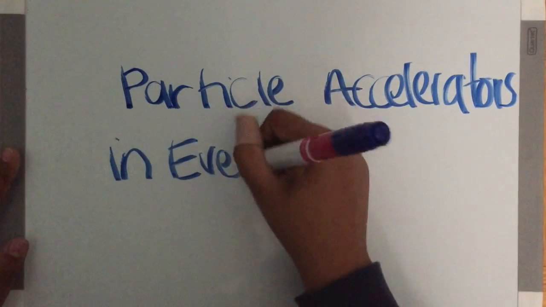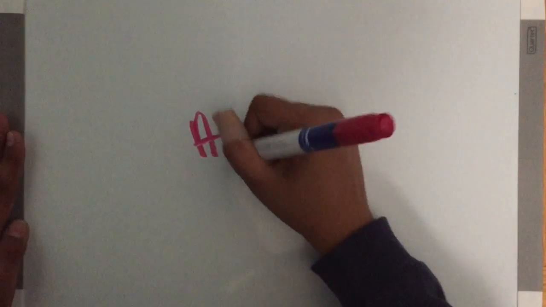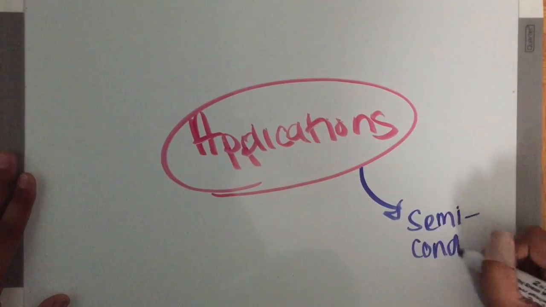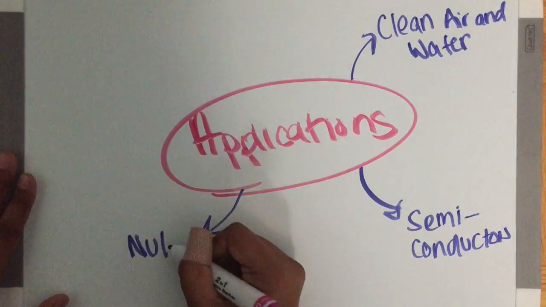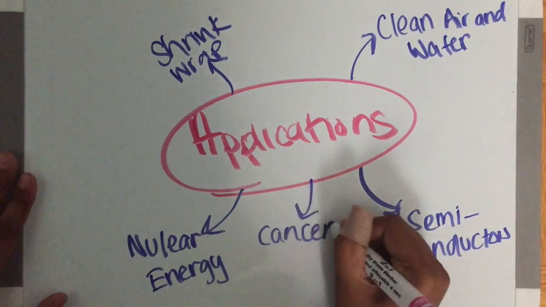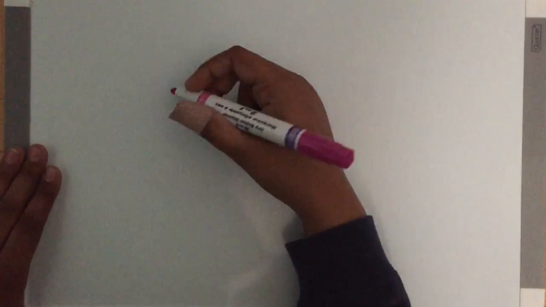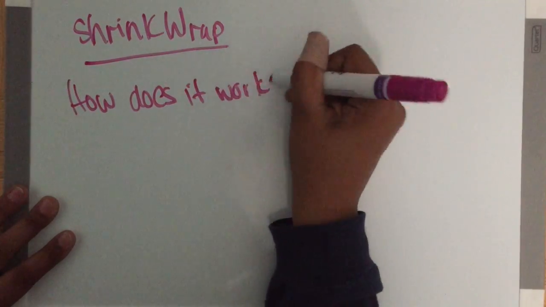Particle accelerators used in everyday life. We can use them for semiconductors, clean air and water, nuclear energy, shrink wrap, and even cancer treatment. Shrink wrap. How does it work?